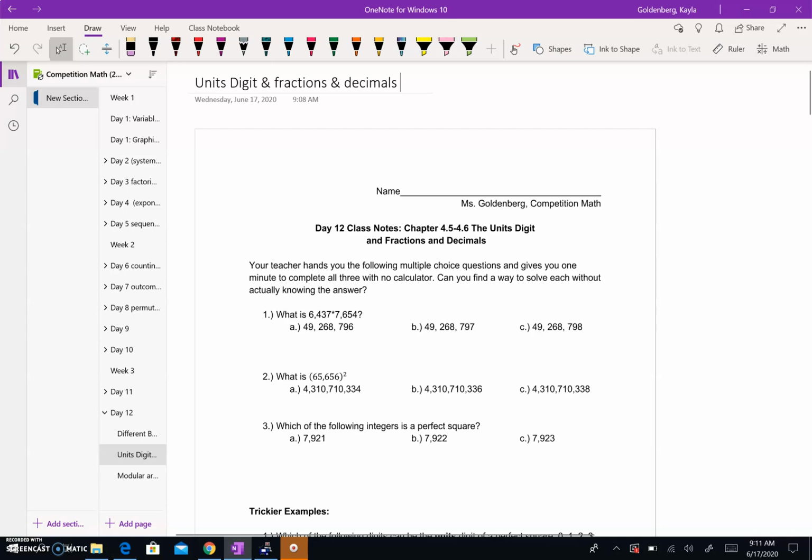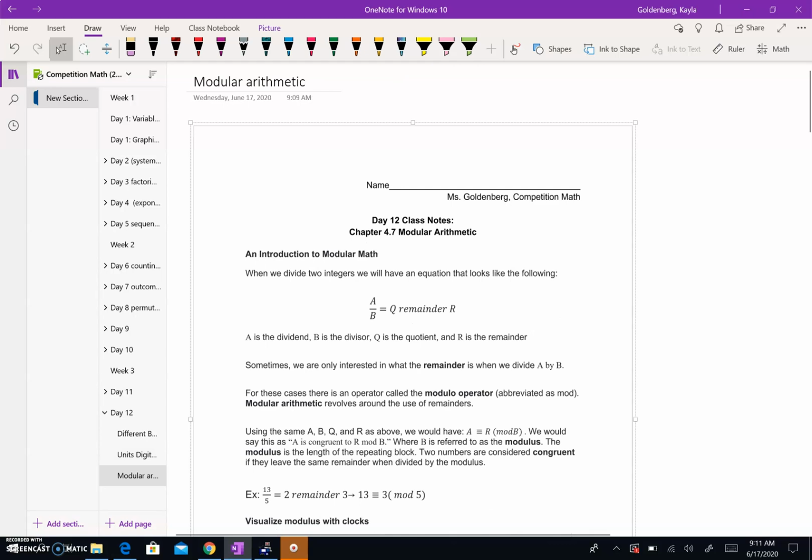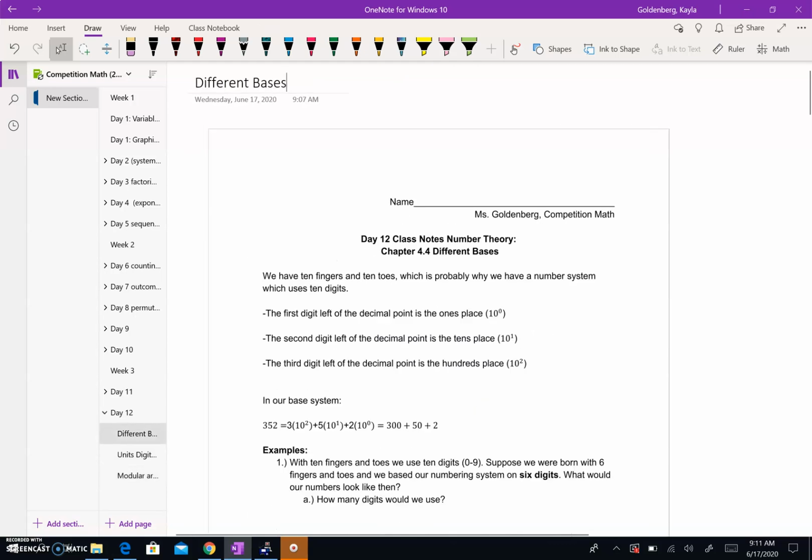We're going to look at units, digits, fractions, and decimals. There's some good competition math tricks to make yourself faster here. And we're going to look at something called modular arithmetic. So those are our three big topics, and we're first going to start with bases.